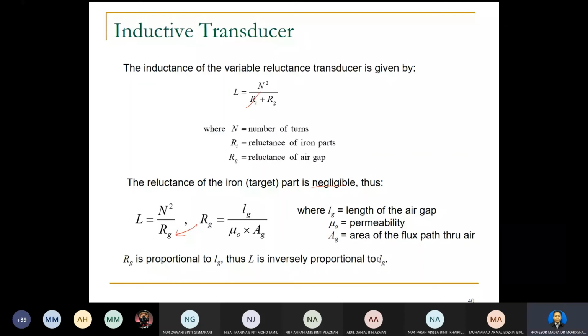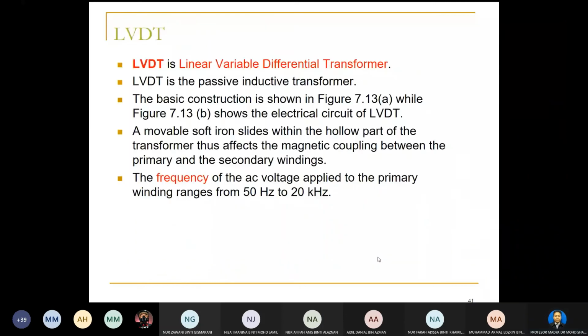Okay, alright. So the last for today for our sensor will be the LVDT. LVDT is the linear variable differential transformer. Actually, it's a transformer. You have to know what a transformer is. A transformer converts, for example, from low voltage to high voltage, or high voltage to low voltage, converting an input to an output. So the LVDT is a passive inductive transformer. This means we need a power supply to activate this sensor.